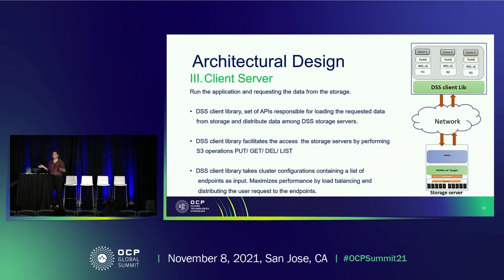On the client side, we don't really need much apart from a client library. It's a very lightweight set of APIs that the client needs so that they can access our storage system over the network. This client library facilitates access using the S3 operations put, get, list and delete. It gets all the configuration of our cluster and figures out how to maximize performance by load balancing all the data throughout our storage.